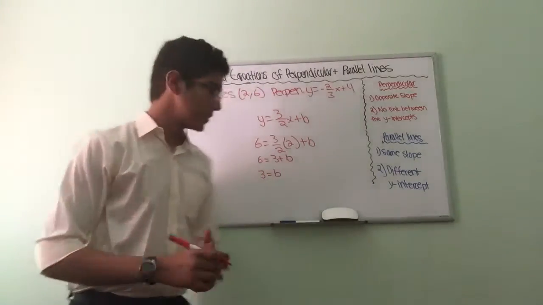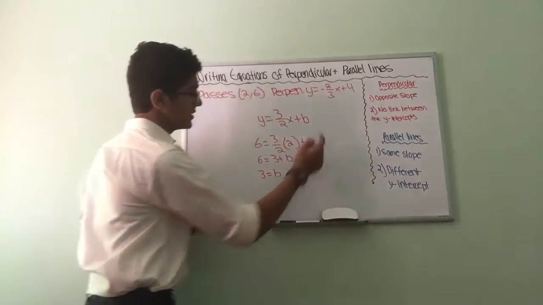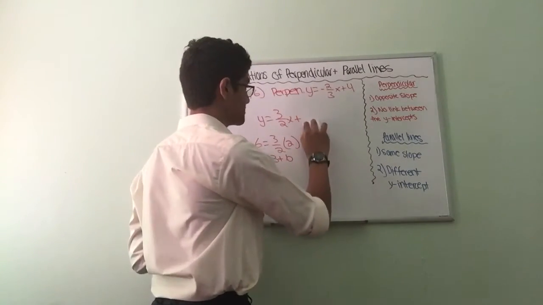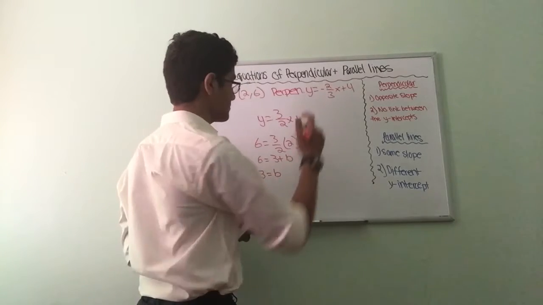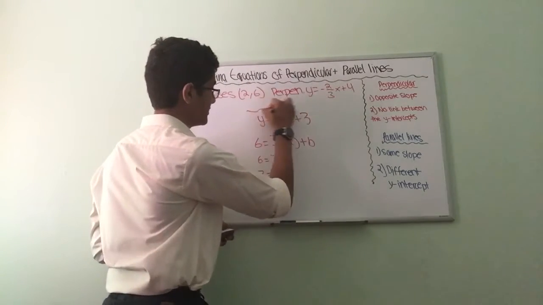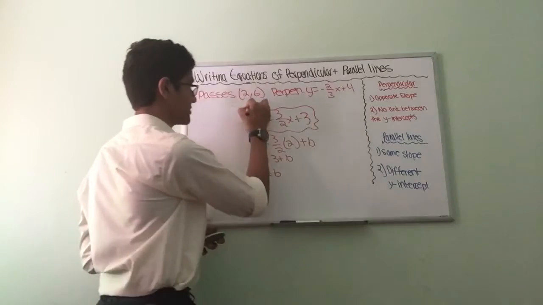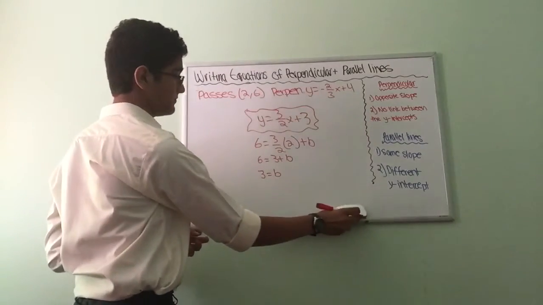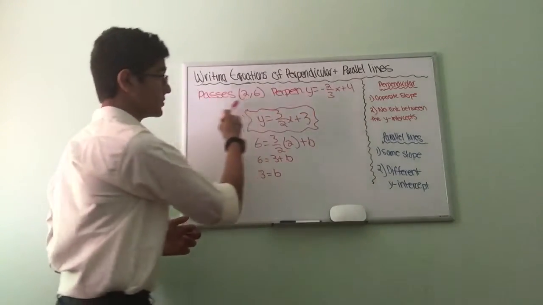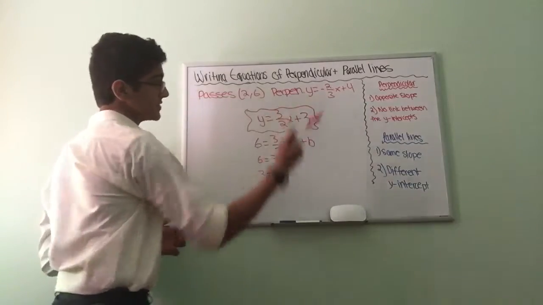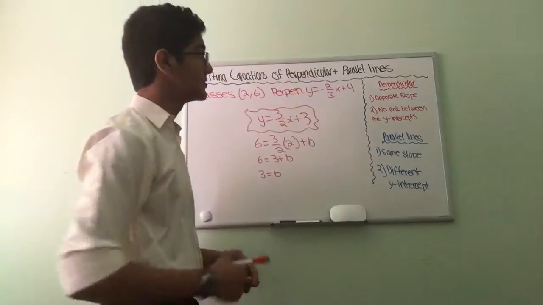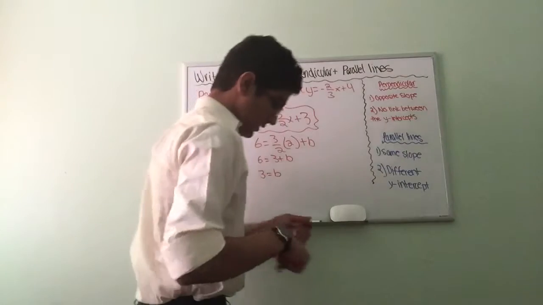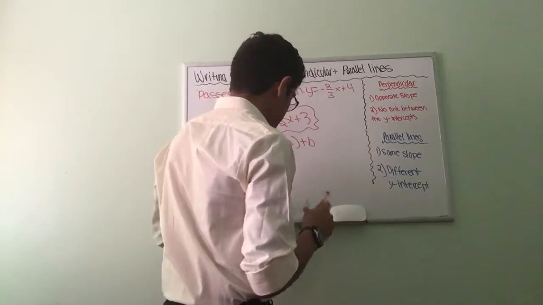And then, last but not least, what you do here is we just plug b into this equation right here. And this would be your perpendicular equation that passes through the point (2, 6), and it's perpendicular to negative 2/3 x plus 4. And now let's move on to the parallel lines.